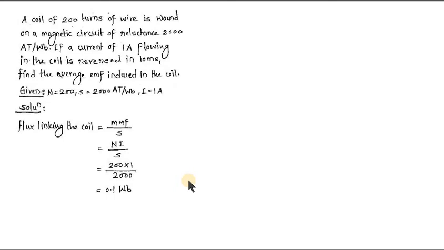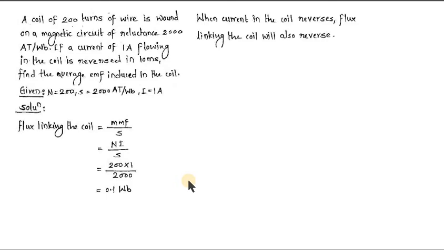ampere flows through it. Now, when the current in this coil is going to reverse, the flux that will be produced will also reverse, and the reverse flux will link with the coil. So the change in flux during this reversal will be 0.1 minus of minus 0.1.